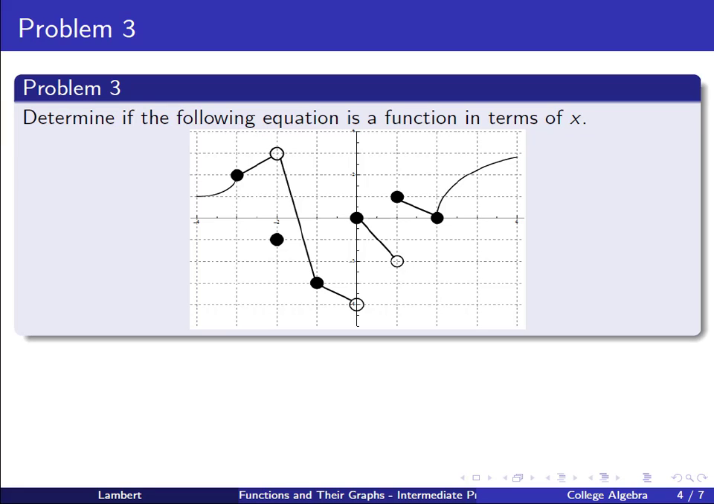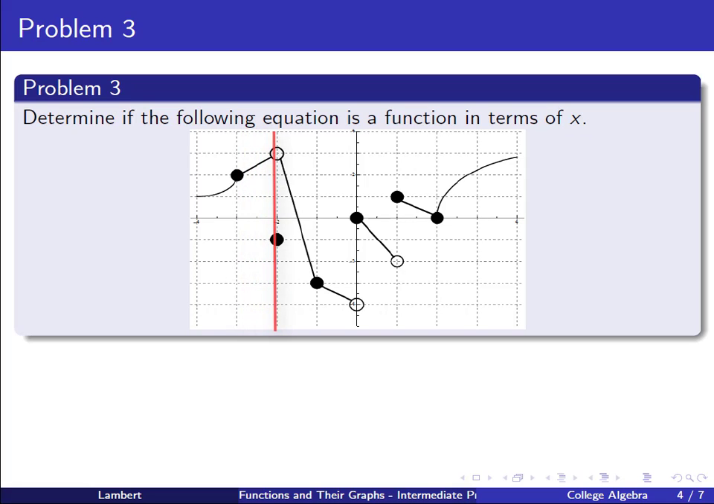On to our next problem. Determine if the following equation is a function in terms of x. And so we have a graph of our equation here. Now, the key component is our vertical line test. So we take a vertical line starting from the left. We're going to scan it to the right and see if we're hitting more than one point at a time.